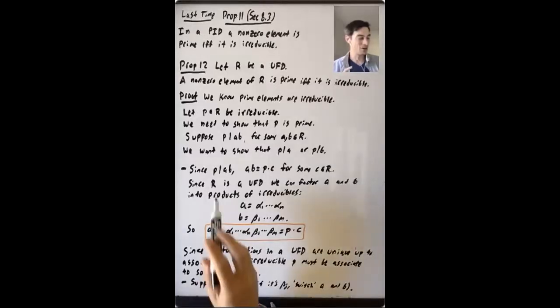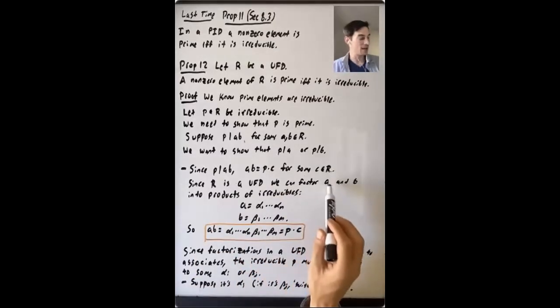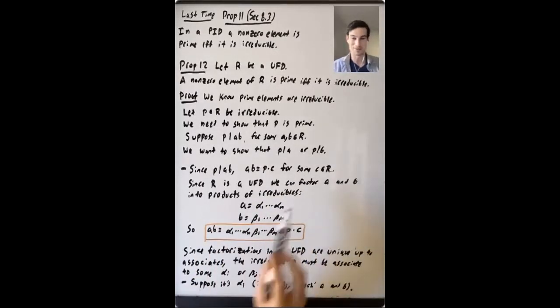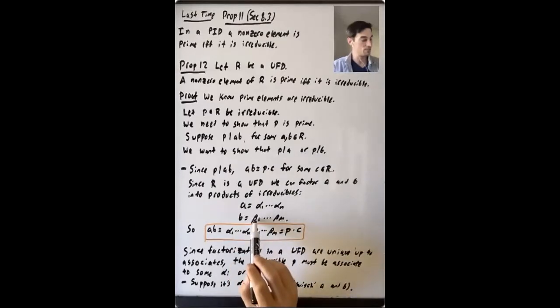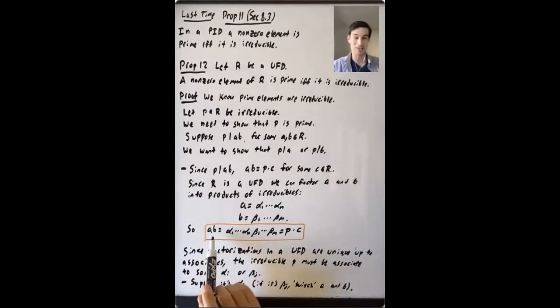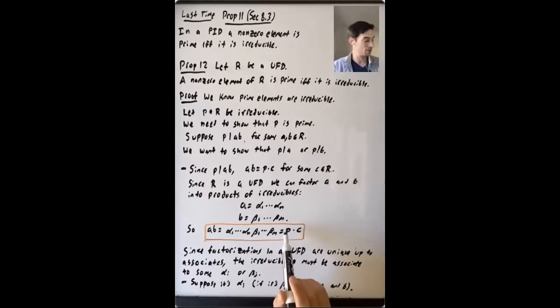And now, since R is a UFD, we can factor a and b into products of irreducibles. So this is the thing that is making this argument work. We write a equals alpha 1 up through alpha n, a finite product of irreducible elements, and b equals beta 1 up through beta m. And now, what is the factorization of a times b? It's alpha 1 up through alpha n times beta 1 up through beta m. But this is also equal to p times c. And we know p is irreducible.